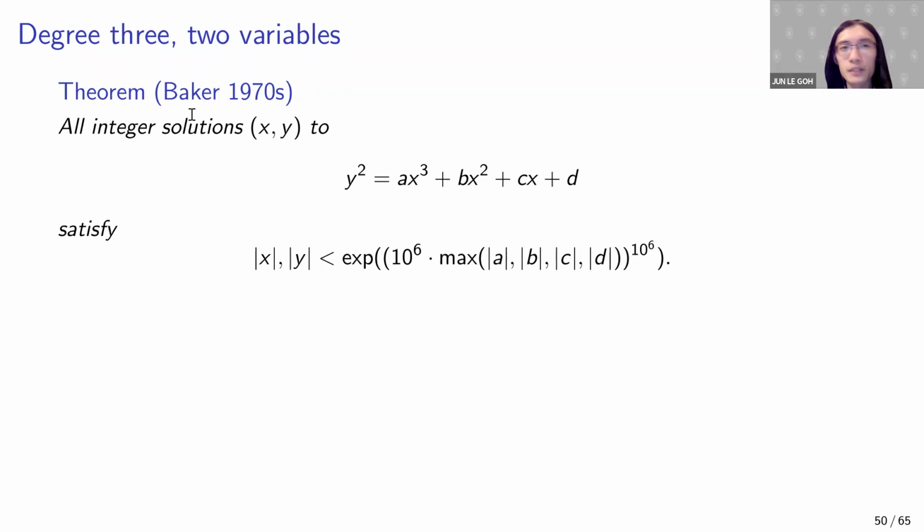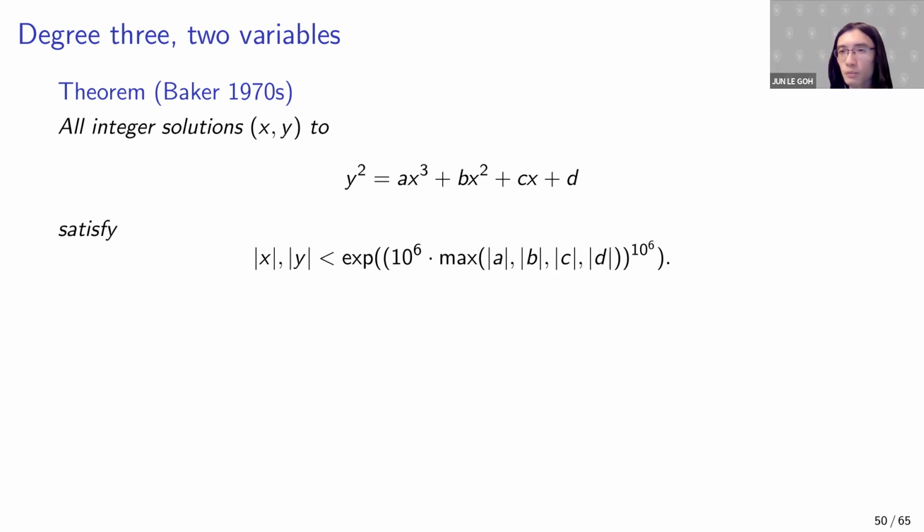And Baker showed that the integer solutions to this equation, in other words, the integer points on this specific curve here, satisfy the following inequality. Their absolute value is less than this massive number. And by massive, I really mean massive. There's like 10 to the 6 here, and then there's a power 10 to the 6 here, and just throw on an exponential for good measure. So this is a really, really big number, but it is a finite number. And it just depends on these coefficients, A, B, C, D.